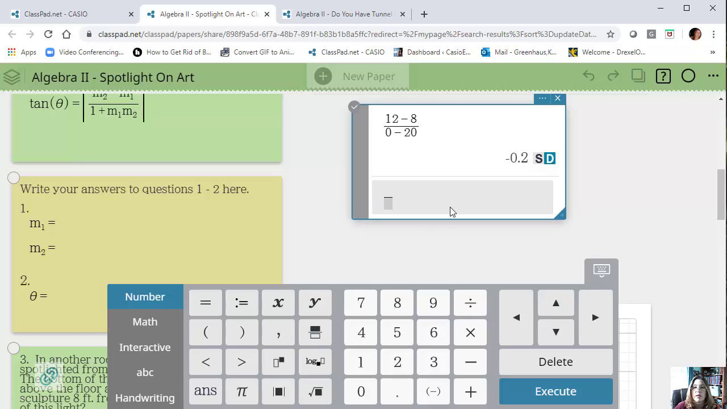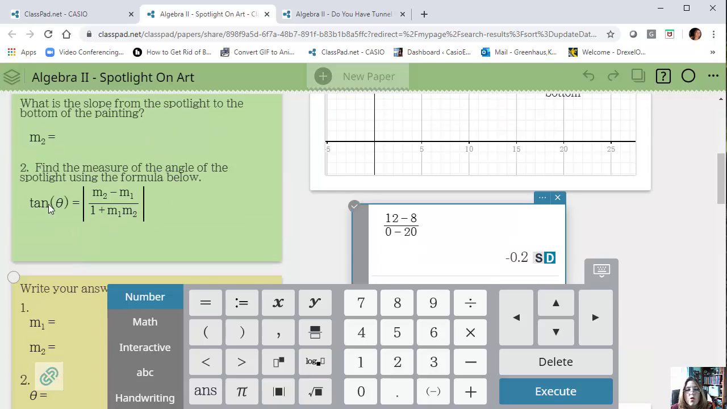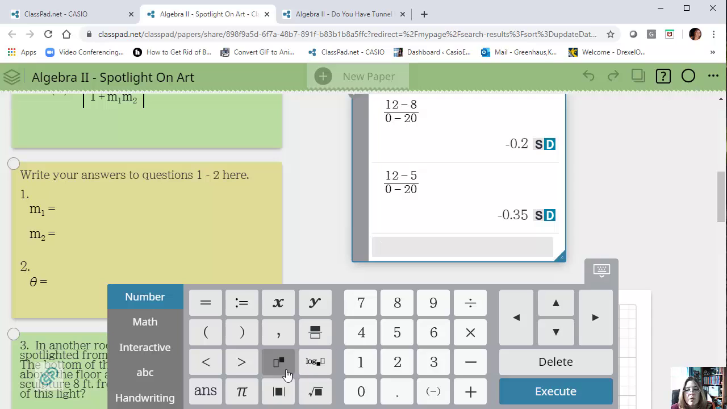So it was the light still in the same position, but the bottom was at 5, and the light was still at position 0 for the x-coordinate and 20 for the x-coordinate in the bottom. So here are my two slopes, and now I'm going to use these two in this formula. Again, we have this absolute value, and that's a template right here. That's the nice thing about this. We have these lovely templates. So there's my absolute value.